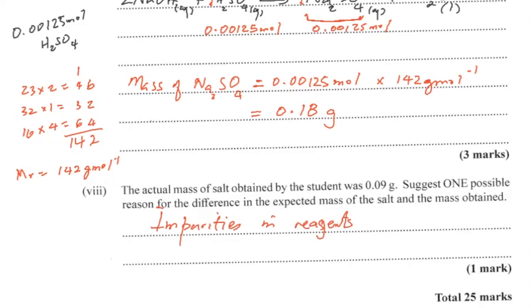Or it could be due to loss of mass during transfer. And it could also be due to incomplete crystallization, depending on the approach you took to actually getting the crystals in the latter part. So any of those three would give us the full marks there. And just like that, we'd have 25 marks.